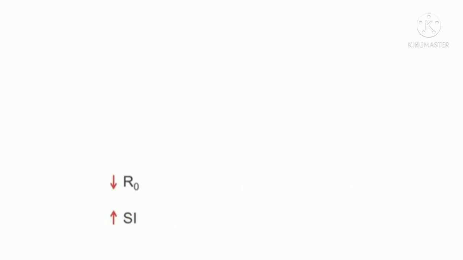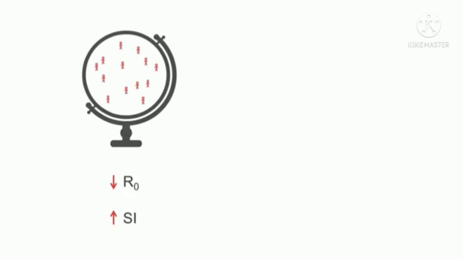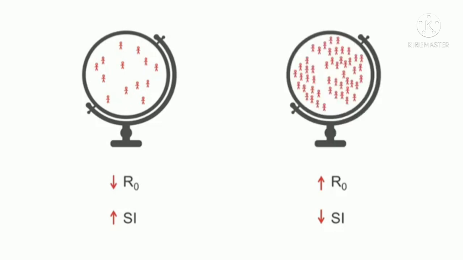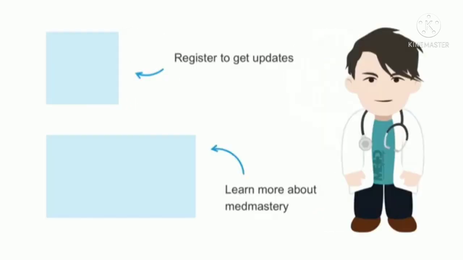So I hope you now understand why with a low reproductive ratio and a high serial interval, you'll get an epidemic that will propagate more slowly, whereas with a higher reproductive ratio and a low serial interval, you'll get a much more threatening epidemic that will propagate much faster.